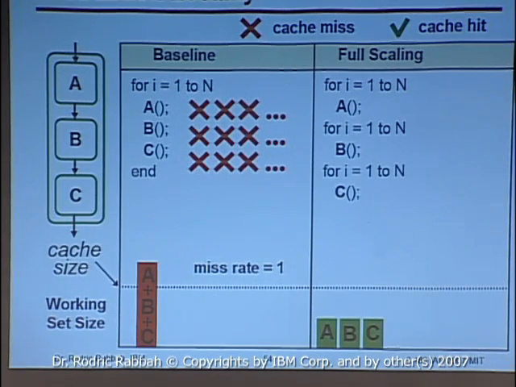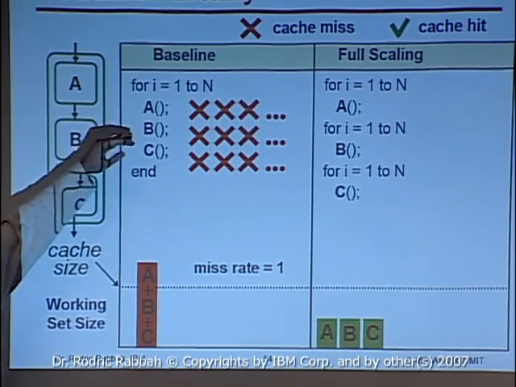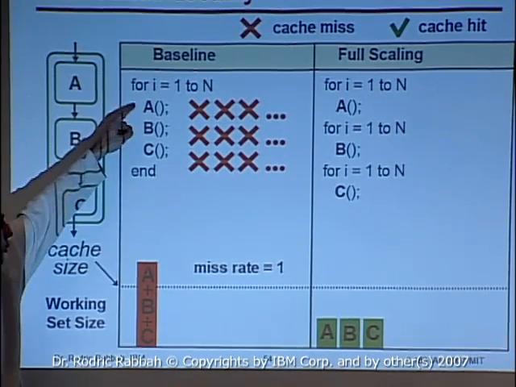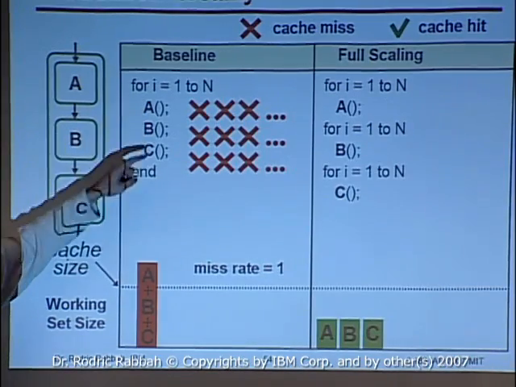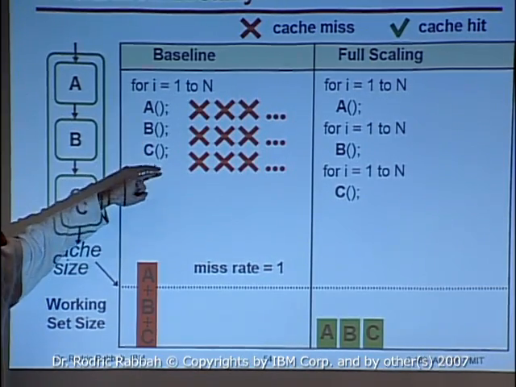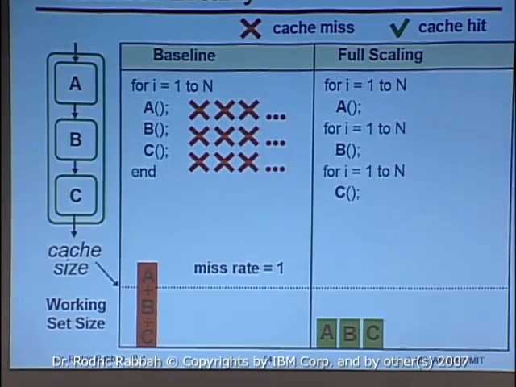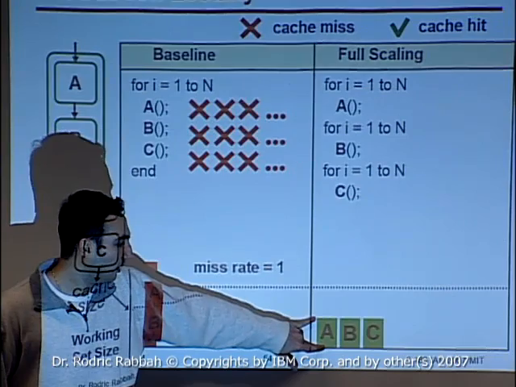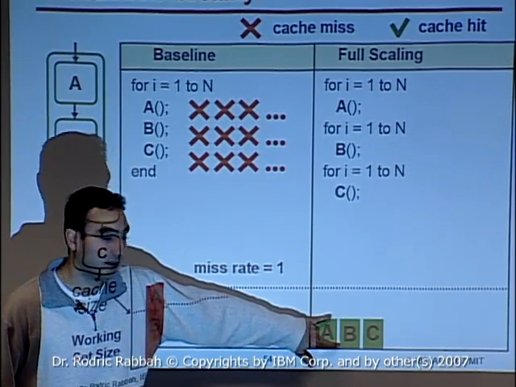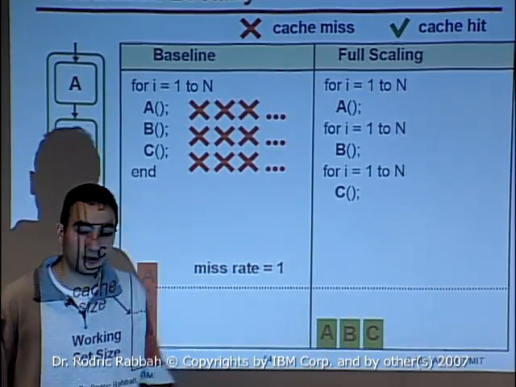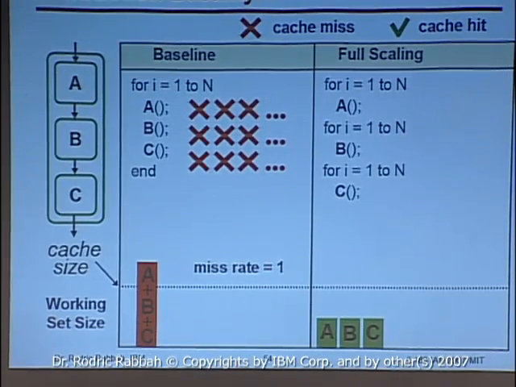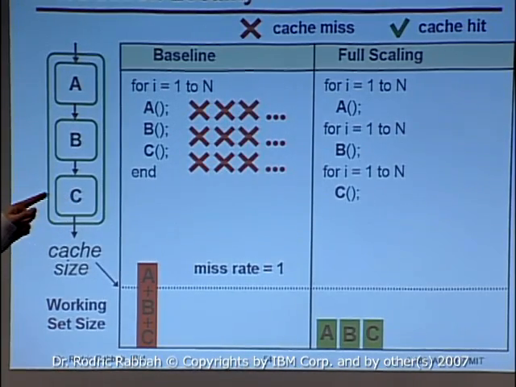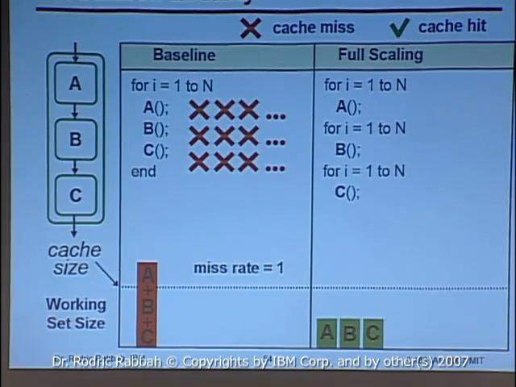But I can look at an alternative way of doing this loop. I can split up this loop into 3, where in one loop I do all the A instructions. In the second loop I do all the B's. And in the third loop I do all the C's. So now my working set is really small, right? So the instructions for A fit in the cache, instructions for B fit in the cache, instructions for C fit in the cache. So what do I expect for the first time I see A? A miss.